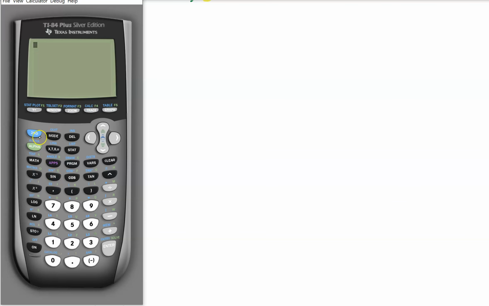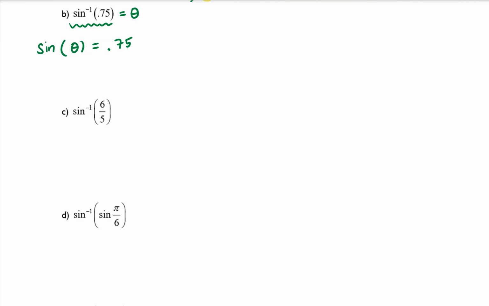And so now what I'm going to do is I'm going to press second, the blue button, and then sine here. And notice the blue part says sine inverse. And then I'm going to type 0.75 and close my parentheses and then press enter. So remember, the thing that is being spit out right now is an angle in degrees, and it's 48.59. So sine inverse of 0.75 is equal to 48.59 degrees.